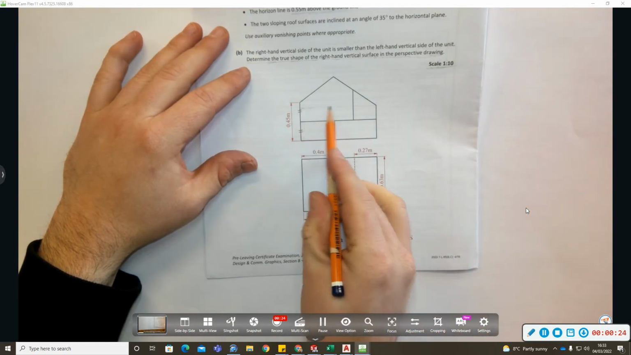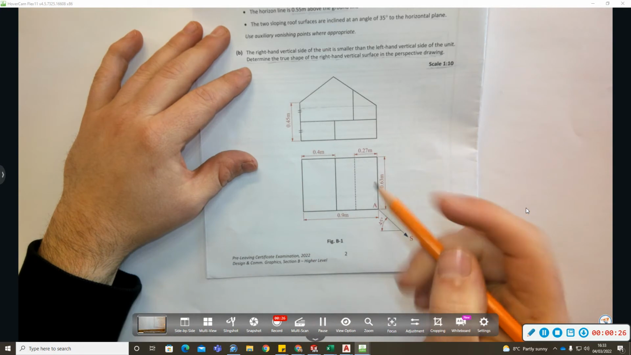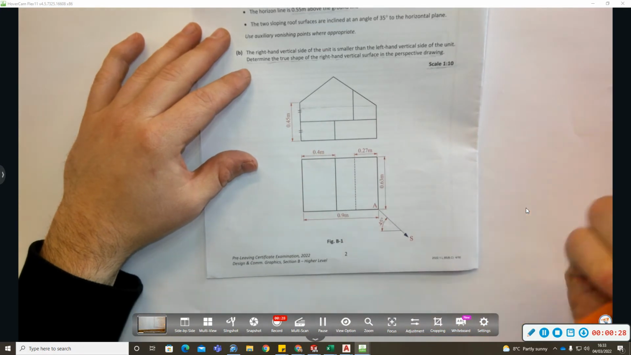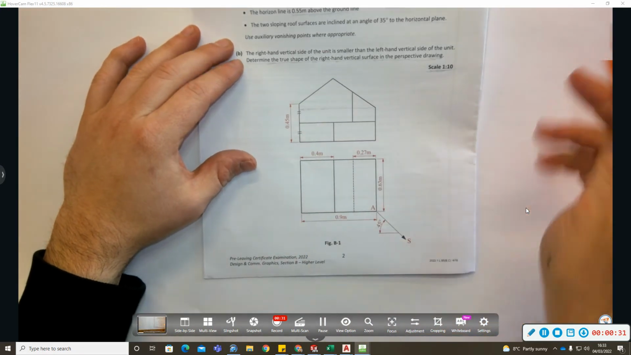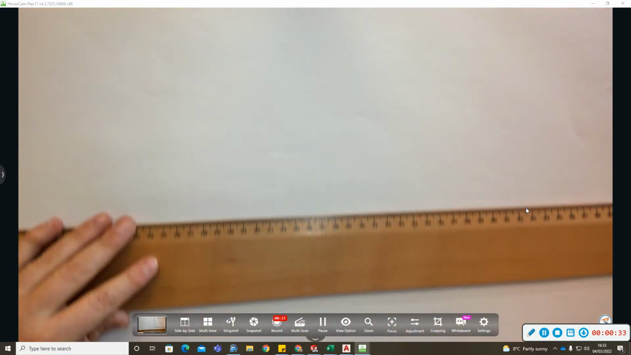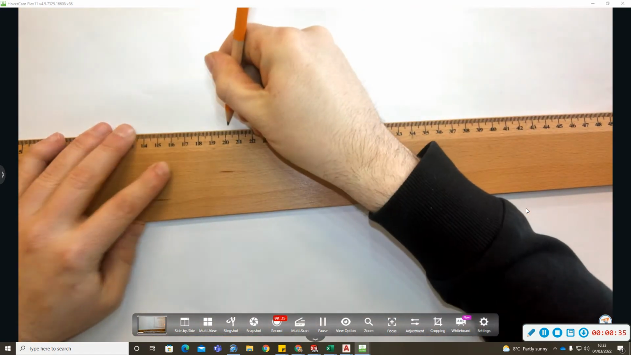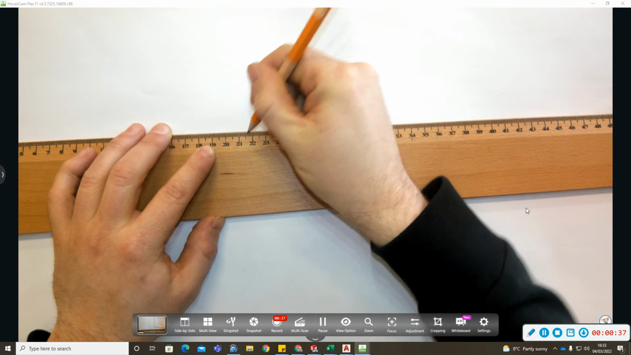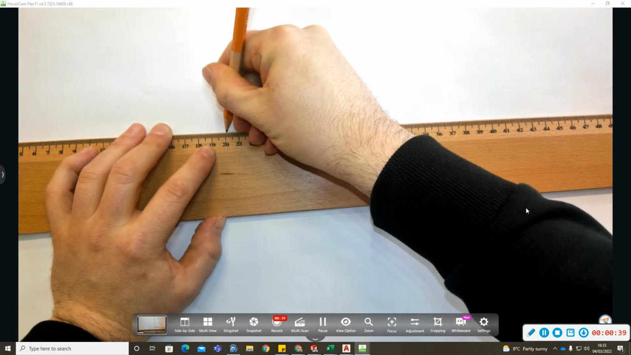Note that the right hand side is higher than the left hand side. Very easy to fall into that trap. Okay, making those the same. So our plan view is 90 by 63.